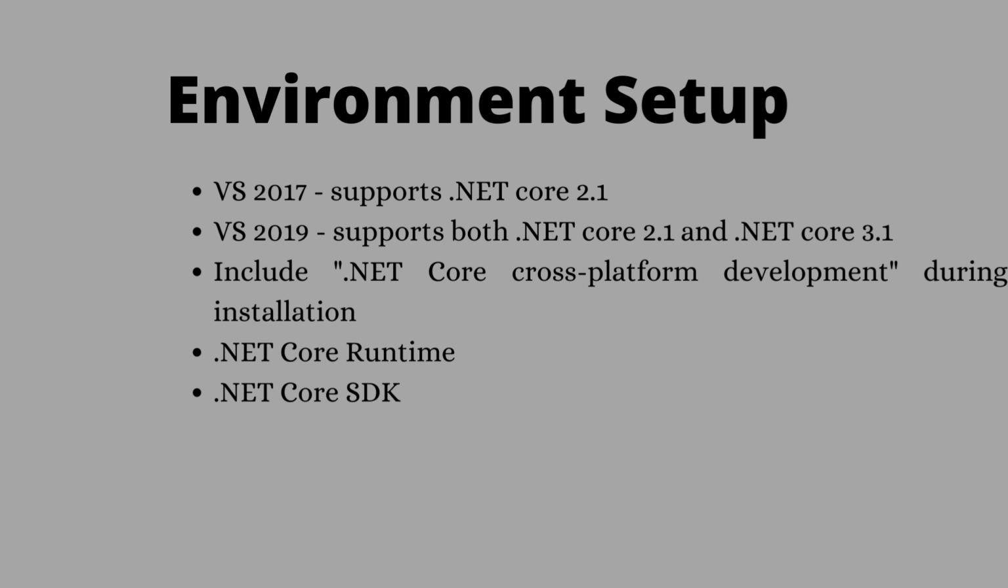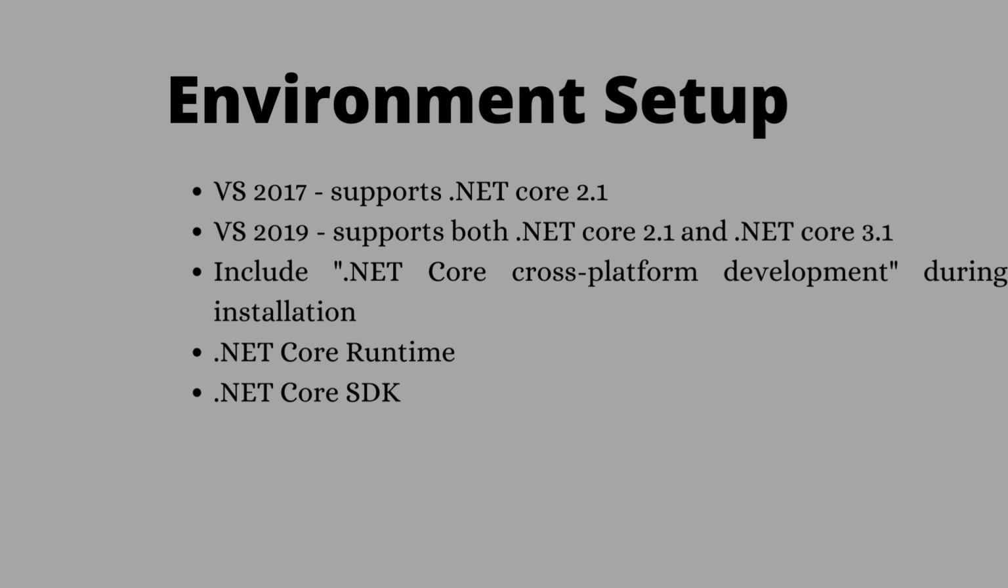The next one is the environment setup. If you have Visual Studio 2017, by default it supports .NET Core 2.1, and in 2019 it supports both .NET Core 2.1 and .NET Core 3.1 as well. The only thing is when you are installing, you have to include this during your installation: .NET Core cross-platform development. This option you have to include.